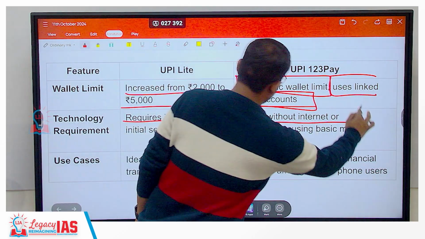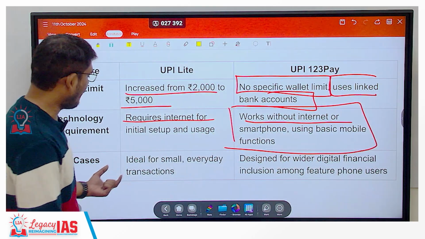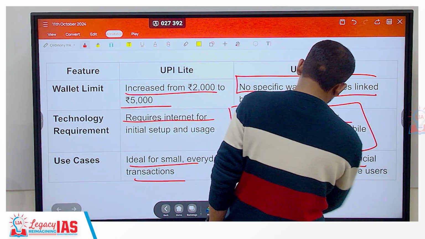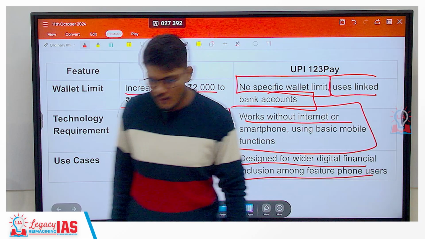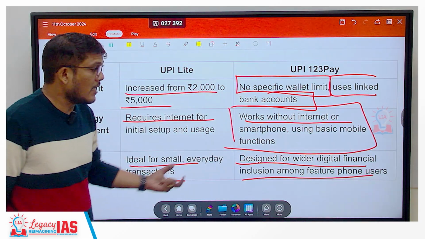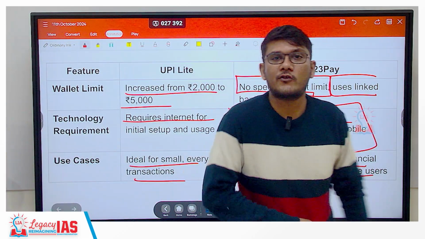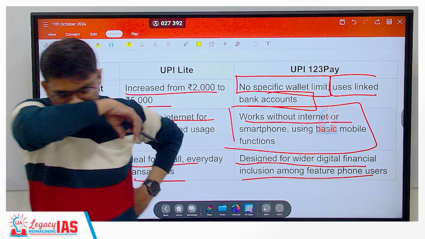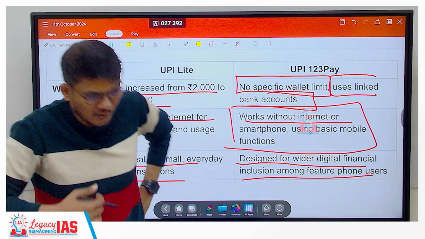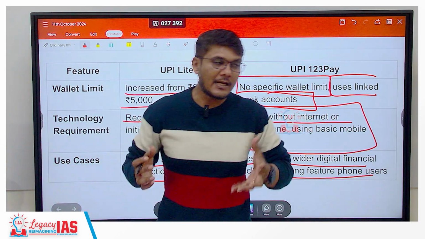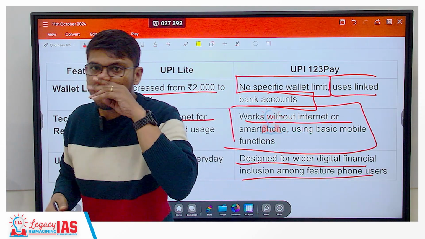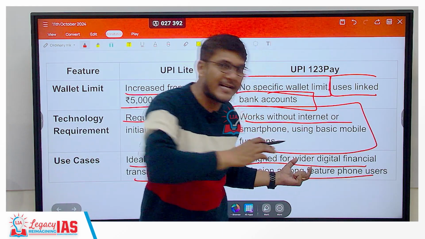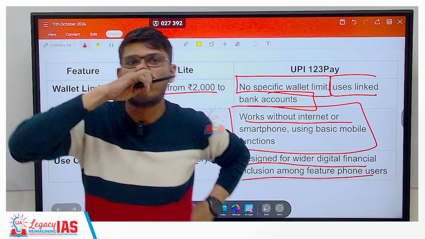Very important point. So this is ideal for small everyday transactions, designed for wider digital financial inclusion among feature phone users. So this is for small transactions, agreed. This is for people who do not have smartphones. See, else what is happening, internet banking is there, so financial inclusion becomes difficult because you are making it classist, as in people who cannot afford a smartphone cannot do that. So this actually eradicates that problem of availability of smartphones.